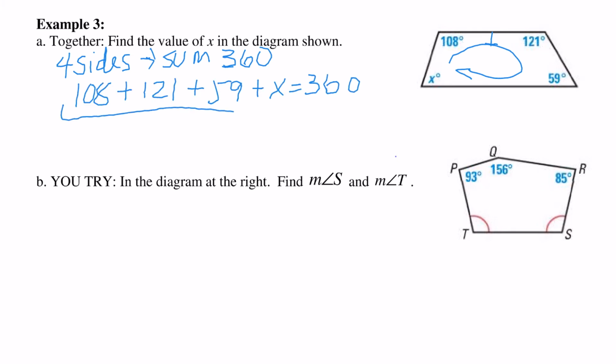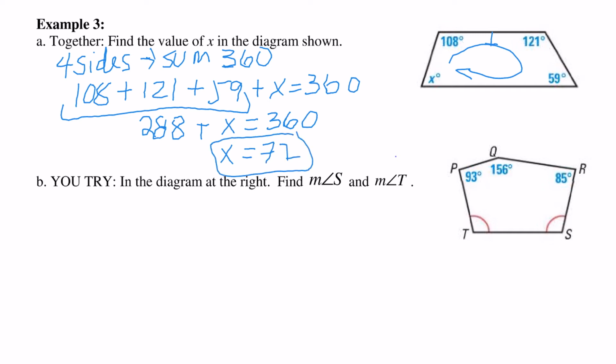So when I combine like terms together right here, I end up with 288 plus my x equals 360. When I subtract the 288 from my 360, I end up with 72. So my x value in this problem is 72 degrees. So I would like you to try the next one on your own. Remember, first you have to see that there's 5 sides and figure out what the sum of all 5 angles needs to add up to be before you can set up your equation.